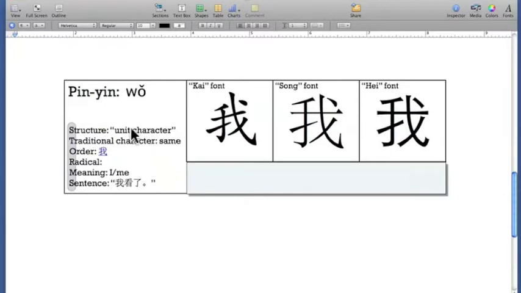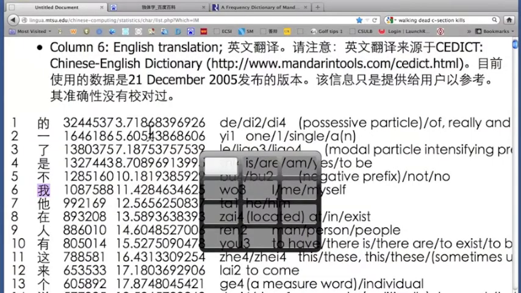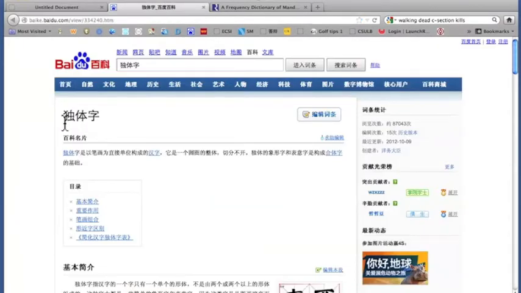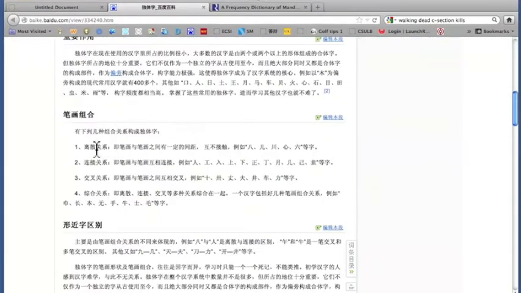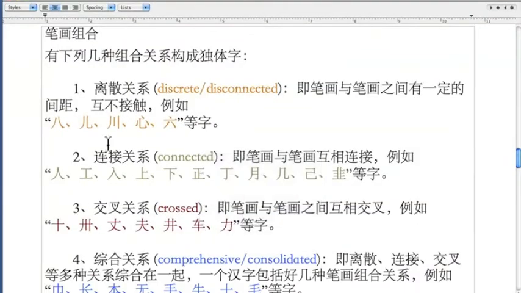Now the structure of 我 is not a top-bottom or left-right orientation like we've seen with some of our other characters, but rather it's a unit character. I had to look this up on Baidu. It's a unit character, 独体字. And what I found with the 独体字 was there are 4 kinds, 1, 2, 3, 4, which I've elaborated on here.